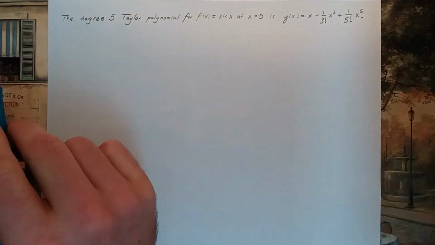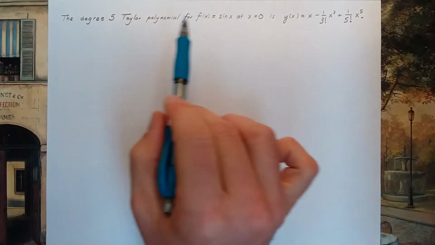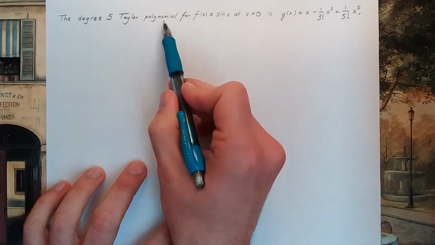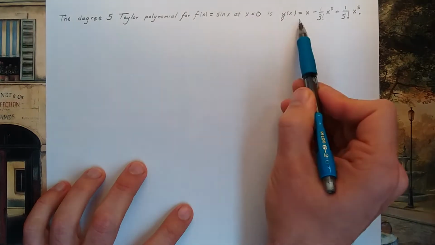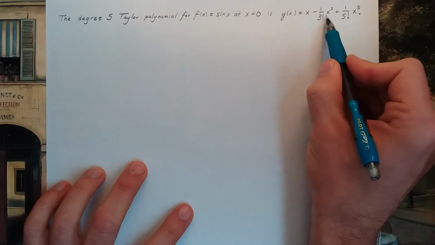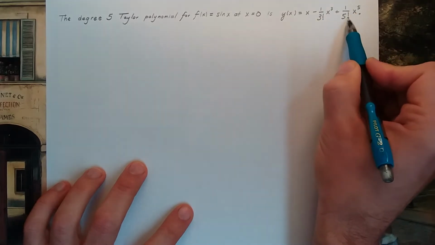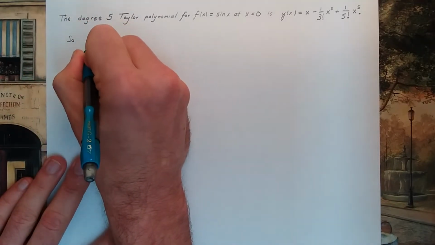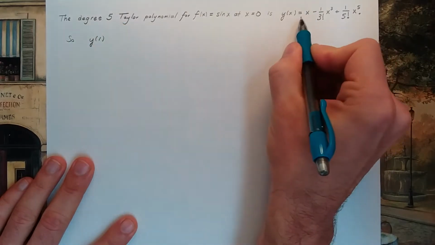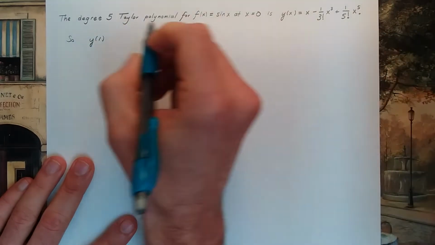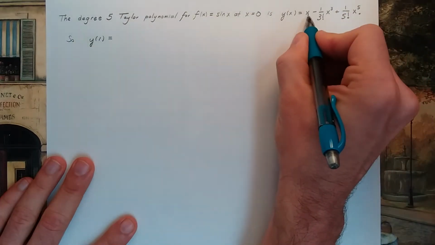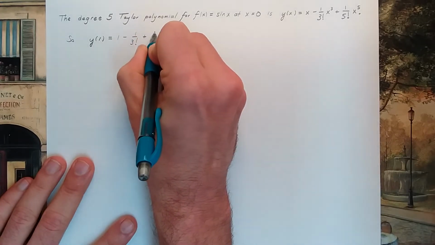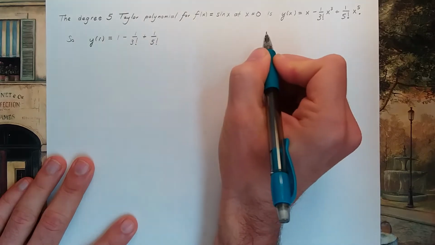In an earlier video, we found the degree n Taylor polynomial for sine x at x equals 0. So the degree 5 Taylor polynomial for sine x at x equals 0 is this: x minus x cubed over 3 factorial plus x to the 5th over 5 factorial. So that means that if I plug in 1 into this Taylor polynomial, I get 1 minus 1 over 3 factorial plus 1 over 5 factorial.